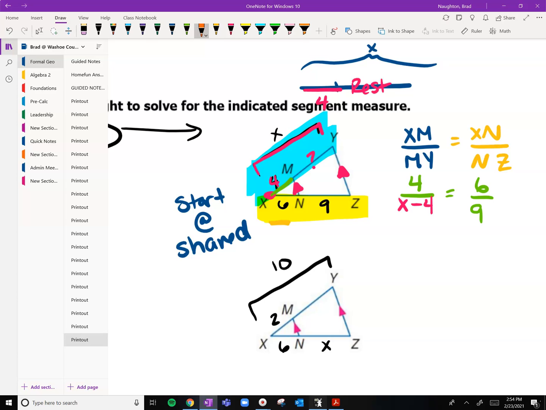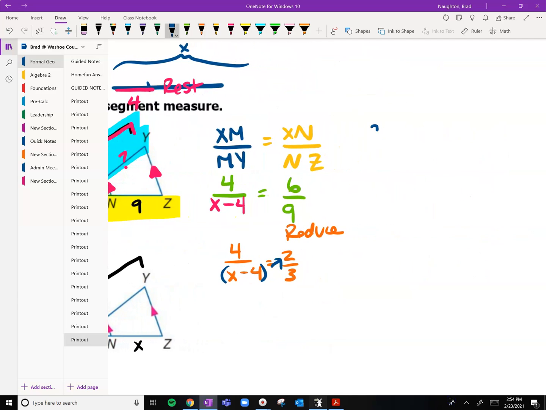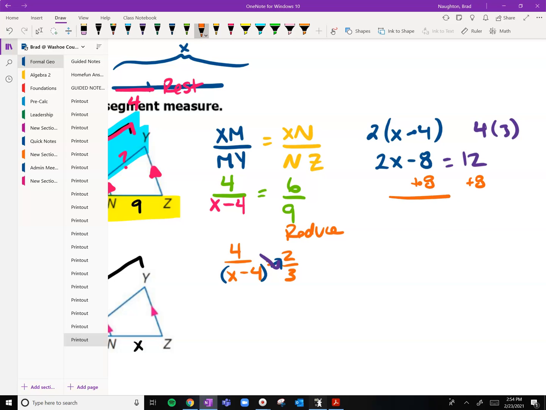So before we cross multiply, let's reduce this fraction to make our lives easier. 4 is to X minus 4 as 2 is to 3. So we're going to put parentheses around our binomial here. Cross multiply. So 2 times X minus 4 is going to give me 2X minus 8. And then cross multiply this way. 4 times 3 is going to give me 12. Now we can just solve. So plus 8, plus 8. So I get 2X is equal to 20. So X is going to be 10.